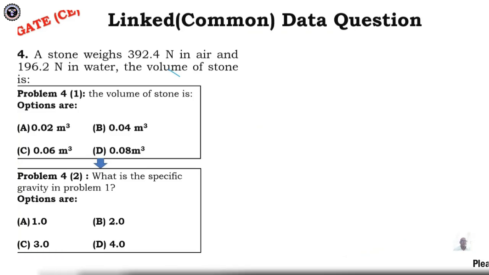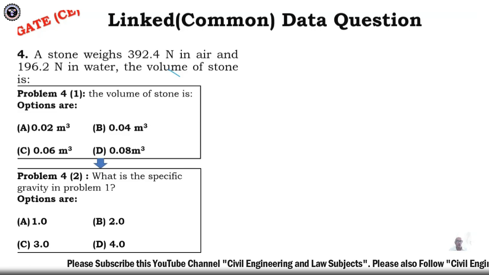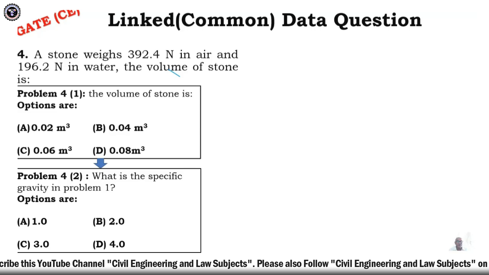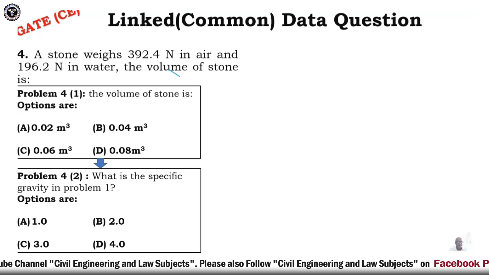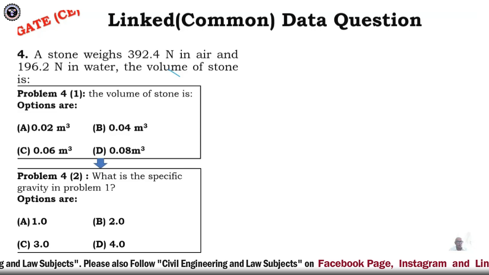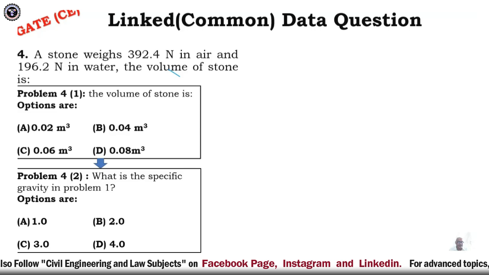A stone weighs 392.4 Newton in air and 196.2 Newton in water. Problem 4.1: the volume of the stone is, option A 0.02 meter cube, B 0.04 meter cube, C 0.066 meter cube, and D 0.08 meter cube. Using the same data, what is the specific gravity? Options are A 1, B 2, C 3, and D 4.